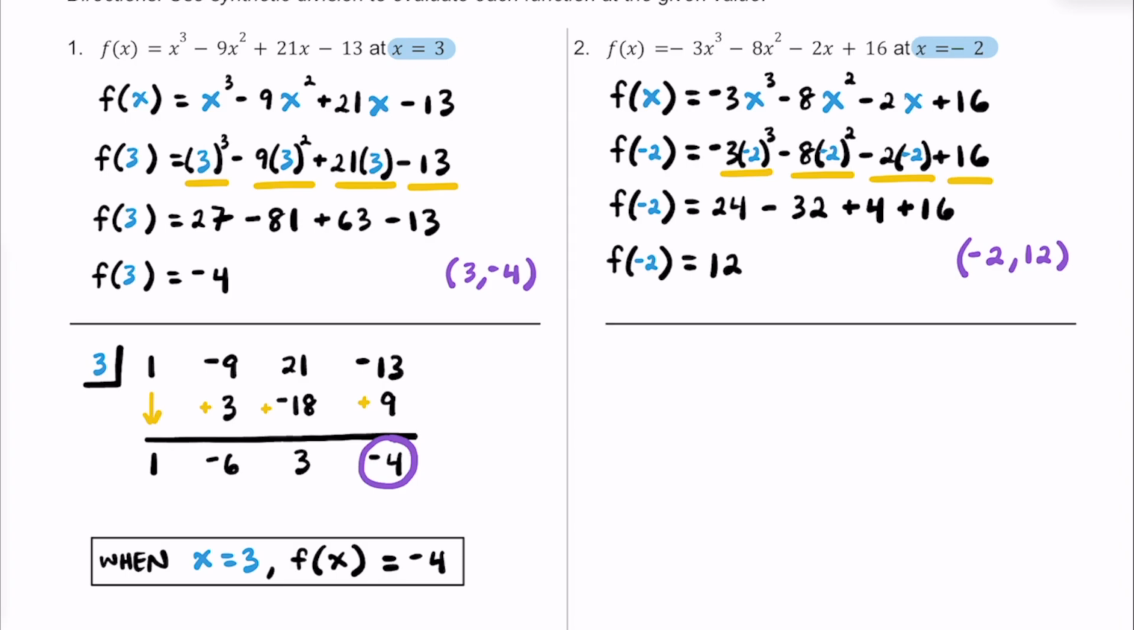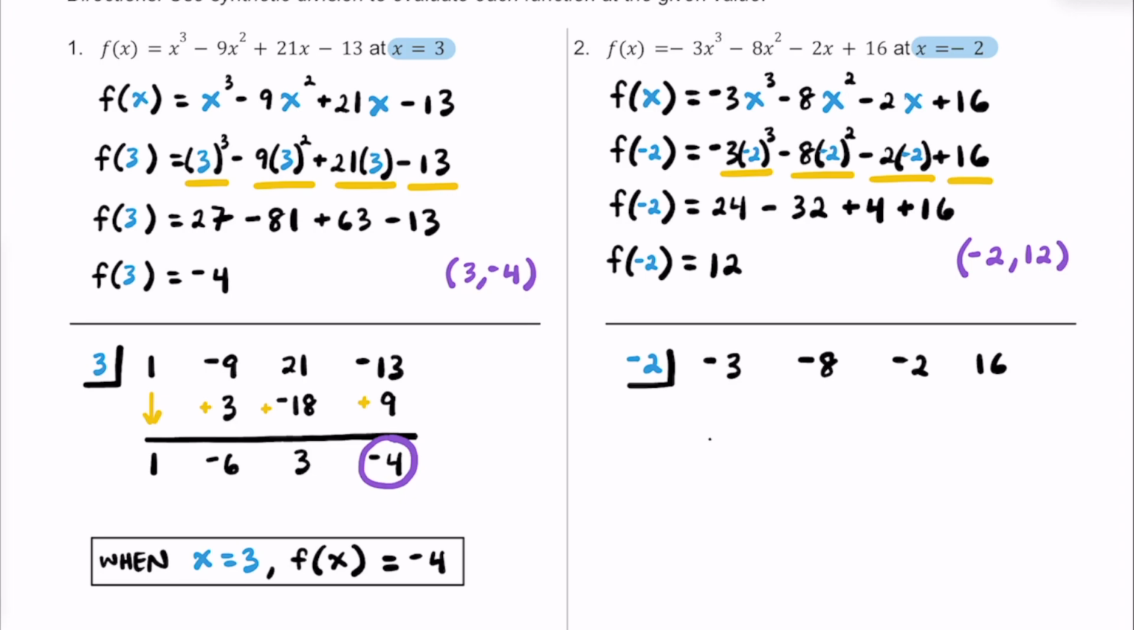Now, if you want to go ahead and try it on your own, go ahead and pause the video right now and see if you can replicate what we did earlier on the left side for that first example, but I'm going to go ahead and give it a go now. So I'm going to take this negative 2 and put it up on the top left corner, because that's what x is equal to for this example. Then I'm going to take the coefficients of negative 3, negative 8, negative 2, and this constant of 16, and put them across the top. So we have negative 3, negative 8, negative 2, and 16.